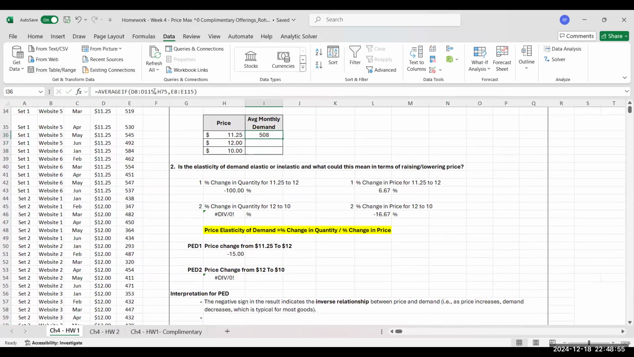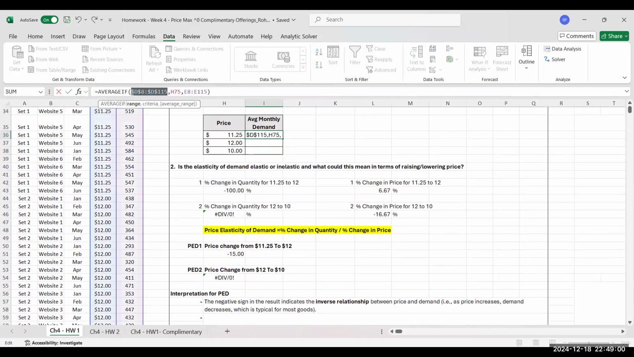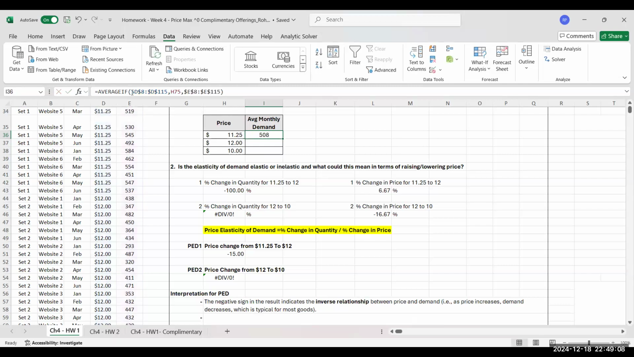I'm gonna lock this cell reference here. I'm not going to lock the price point because I'm gonna use the same formula for the next price points. So I'm gonna copy that and paste it. See, this is how we find the average monthly demand.